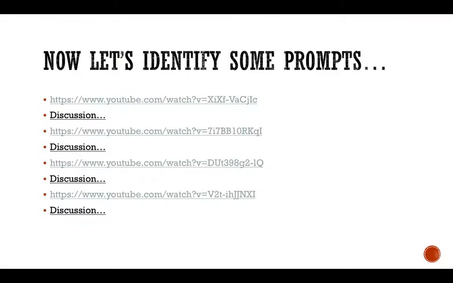All right, what did you see? Physical prompting, more specifically a full physical prompt, as she did hand over hand, took his hand holding the fork, guided it up to his mouth and did not let go. So full physical prompt, as well as verbal. She's talking through the steps.